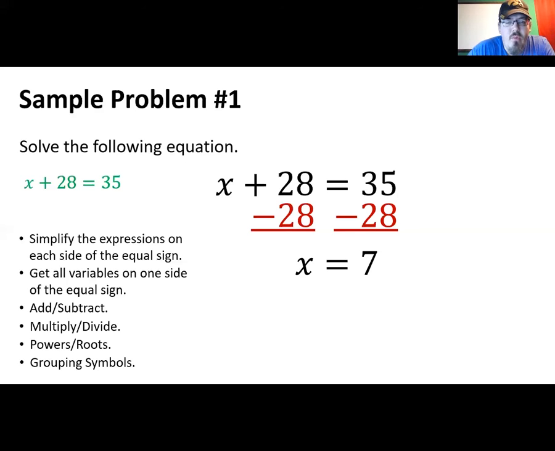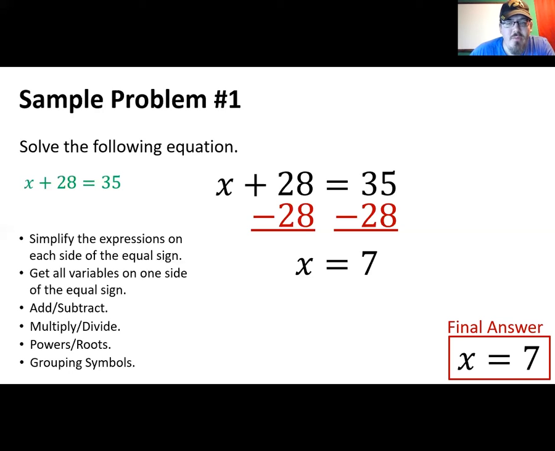If you want to go back and check your answer, you can take the 7, put it in where the x is at, and see, after doing order of operations, if both sides are equal. So basically you're looking to check to see: does 7 plus 28 equal 35? And in this case, it does. So we know that we've got the correct final solution, x equals 7.